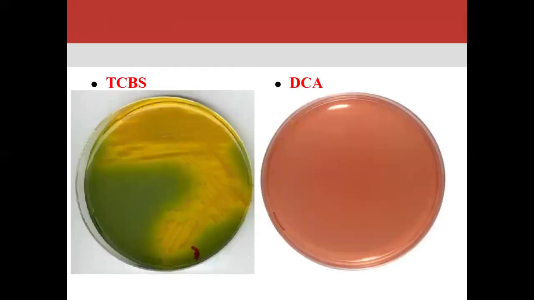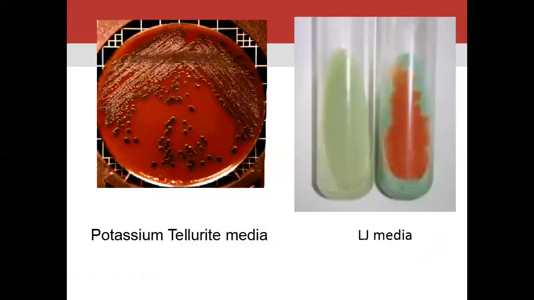In the pictures you can see the TCBS medium, which supports only Vibrio cholerae, and DCA, deoxycholate citrate agar, which is helpful for isolation of Salmonella and Shigella. Potassium tellurite media is for isolation of Corynebacteria and diphtheria. And LJ medium, Lowenstein-Jensen media, is for isolation of Mycobacterium tuberculosis.